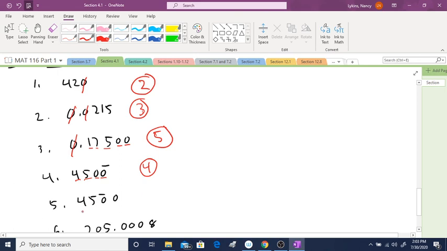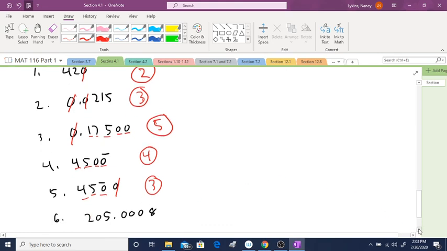Number 5, I've got 4, 5, and you have to include that 0. It's got the bar, but you don't include that last 0. It means I've got a total of 3. My last one, I've got 205.0008. My 2 and my 8 are my significant digits, the first and last numbers. So what you need to do is count everything: 1, 2, 3, 4, 5, 6, 7.